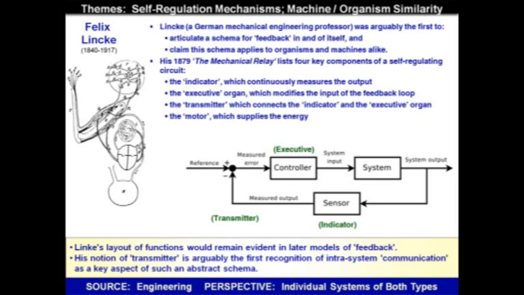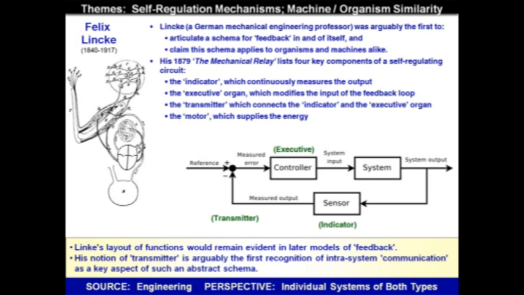One of the first, so far as I know, the first actual description of what we would now call a complete feedback loop goes back to Felix Linke, a German mechanical engineering professor who not only referred to an entire feedback loop as an object of concern, but illustrated it. Recall I said he was a mechanical engineering professor, and although the subject of the publication, the so-called mechanical relay, had to do with machines, that illustration over there of an organism, or more to the point, of various human organs, comes from that publication.